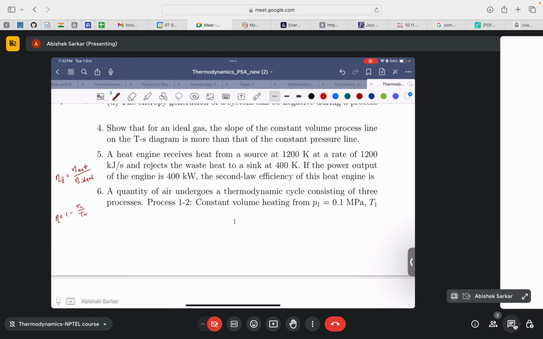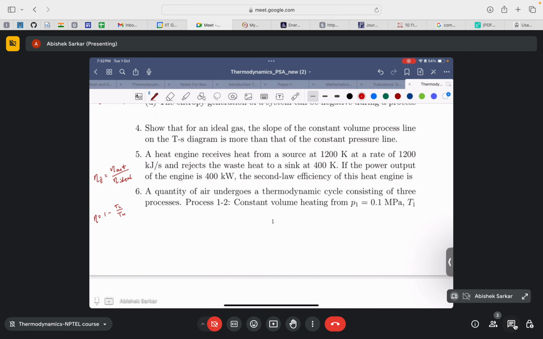0.5. Okay, so the answer is correct. But for the help of other viewers who would watch the video for comparing their solutions, let me just go back to the derivation. So again, the second law efficiency is given by the efficiency of the actual cycle divided by the efficiency of the ideal cycle.